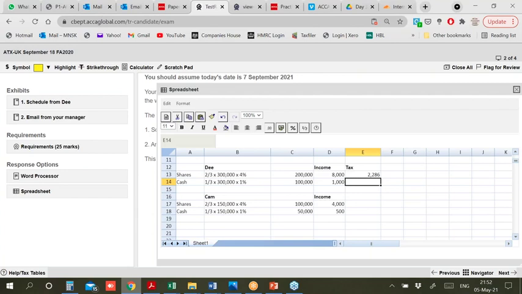And on cash, obviously, because she is a high rate band payer, the tax rate will be 45%. So this times 45%, 450. Okay, now let's talk about CAM. Obviously, for CAM, 2000 will be taxed at 0%, and the remaining 2000 will be taxed at which band? You remember, guys, which band payer CAM is?